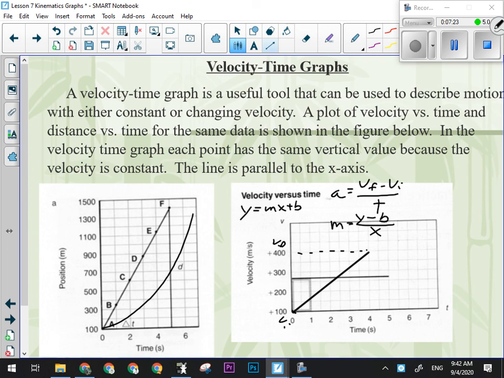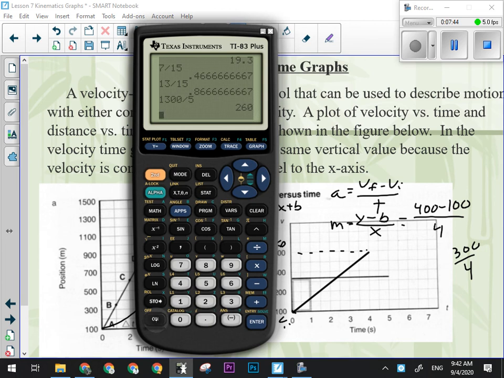So on this graph, we would go 400 minus 100. Those are our two numbers there. That took 4 seconds, so 300 over 4 will give us our rate of acceleration. So our acceleration is 75 meters per second squared. Remember, units for acceleration are meters per second squared. It's how quickly you're changing your meters per second.